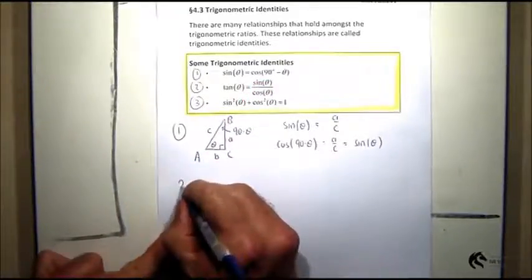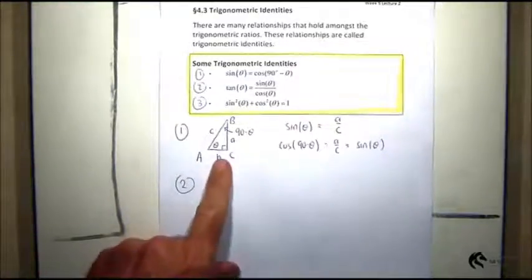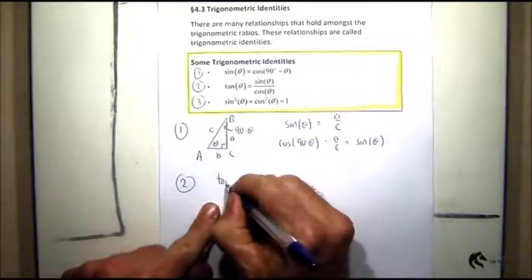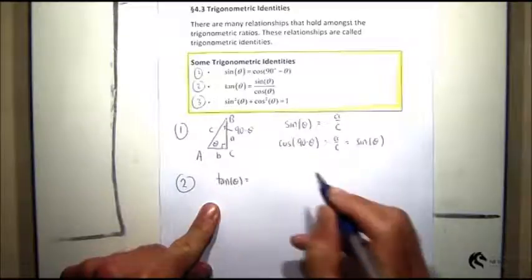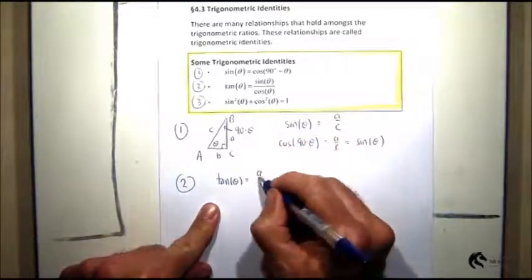Let's have a look at 2, which says tan theta is sine theta divided by cos theta. Let's stick with this triangle that I've got here and have a look. Tan theta, we said, was the opposite over the adjacent. So tan theta is A on B.